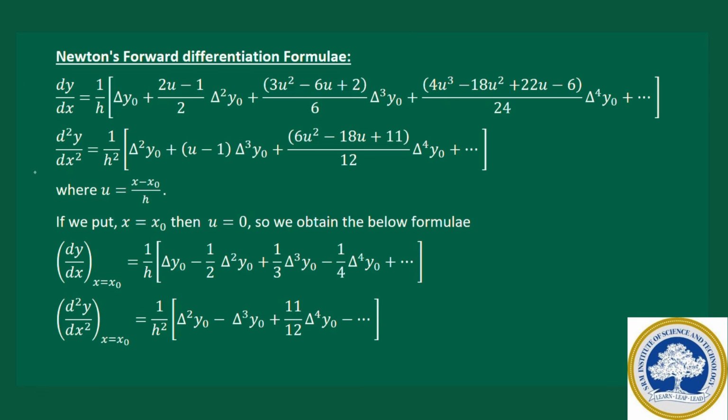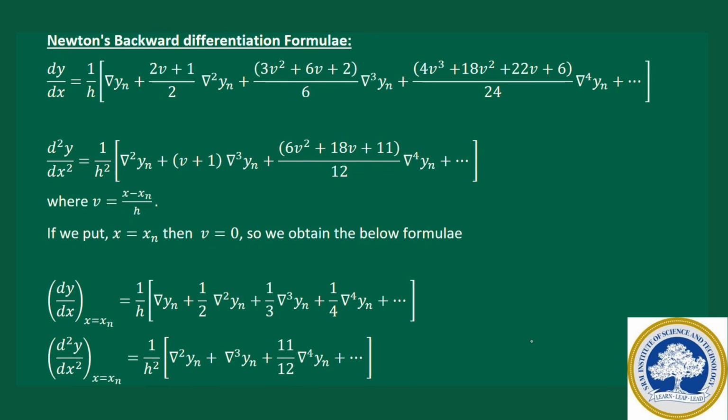If we remember these two formulas, the first formula and the second formula, and put u equal to 0 in them, we will get the below two formulas, dy by dx and d square y by dx square. So these are the formulas for Newton's forward differentiation.